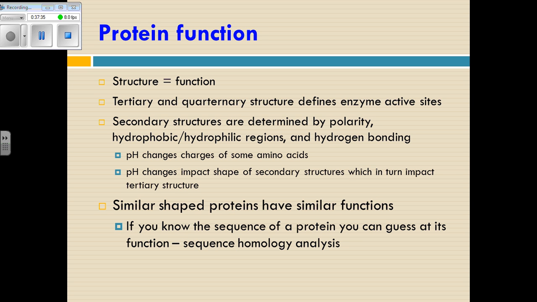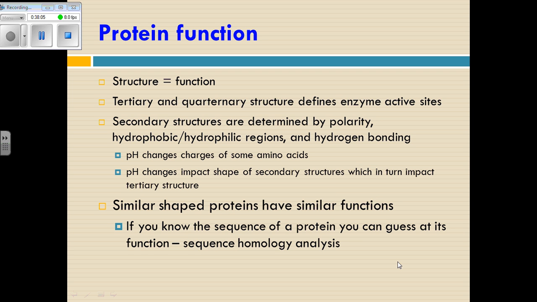And that change in the secondary structure automatically messes up the tertiary structure, which is holding those secondary structures together into a globular protein. Okay? And so what happens is, if you change the pH, you change the shape of the whole protein. If the protein's shape, structure changes, its function changes as well. You can make it completely inactive. Okay? So proteins that have similar shapes have similar functions.